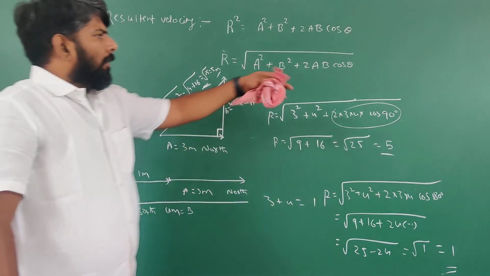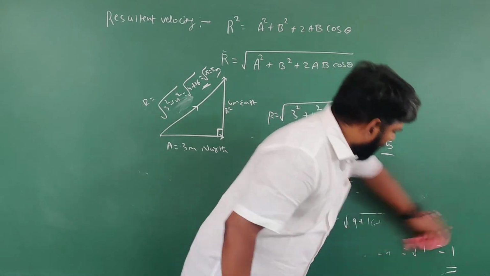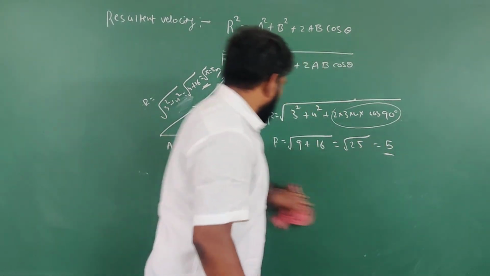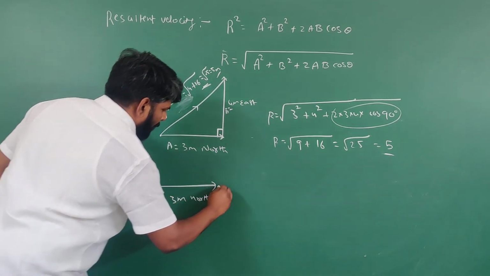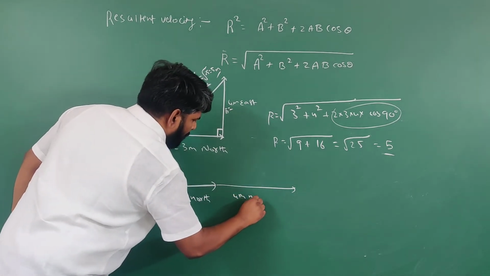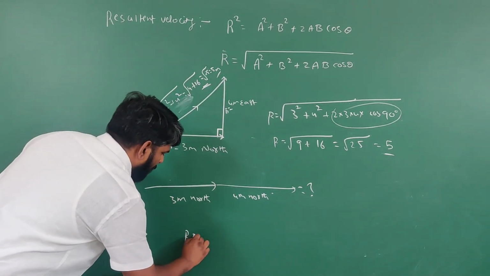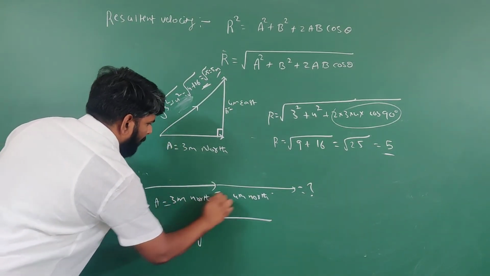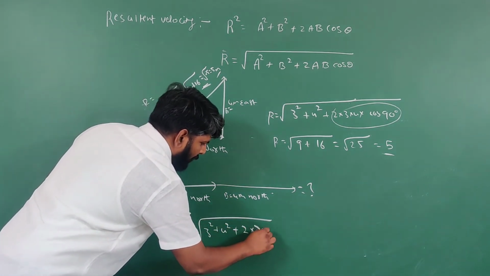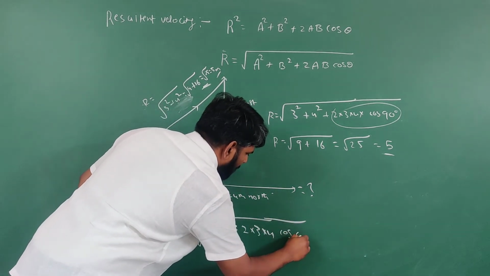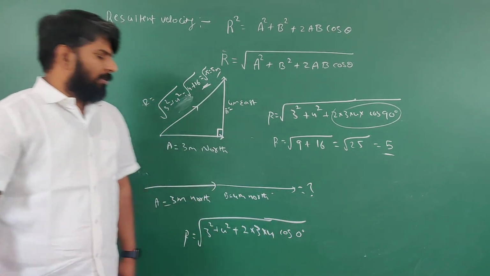Understood? Or else, one more example. For example, these two vectors are along the same direction. Observe here, 3 meters north, again 4 meter north. You want the resultant. Then R equal to, what is the formula? A equal to 3, B equal to 4. So 3 square plus 4 square plus 2 into 3 into 4, 2ab. What is the value here? Cos 0 degree, because both are along the same direction, parallel. So theta equal to 0.